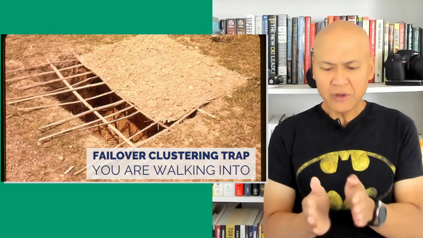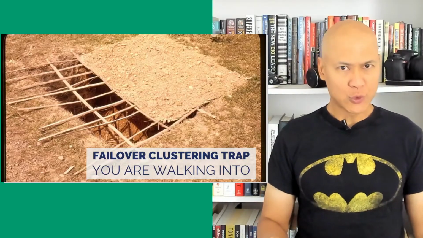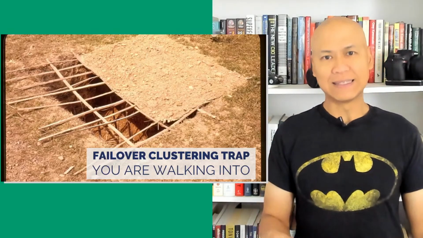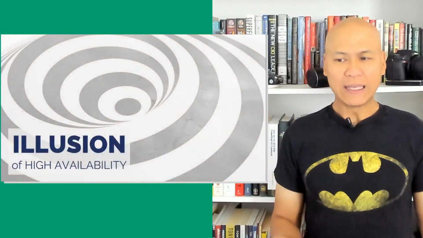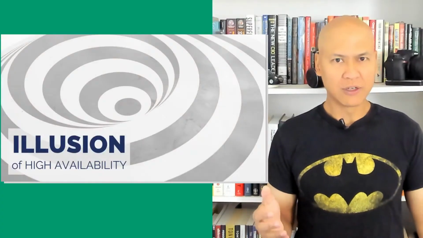Okay, so what are these failover clustering traps that you are walking into? Hopefully you have your pen and paper ready. Take notes. This is trap number 1. The illusion of high availability. What do I mean by the illusion of high availability?